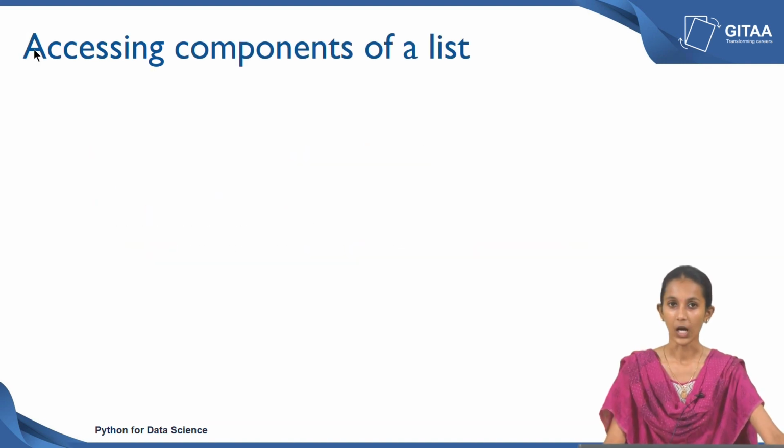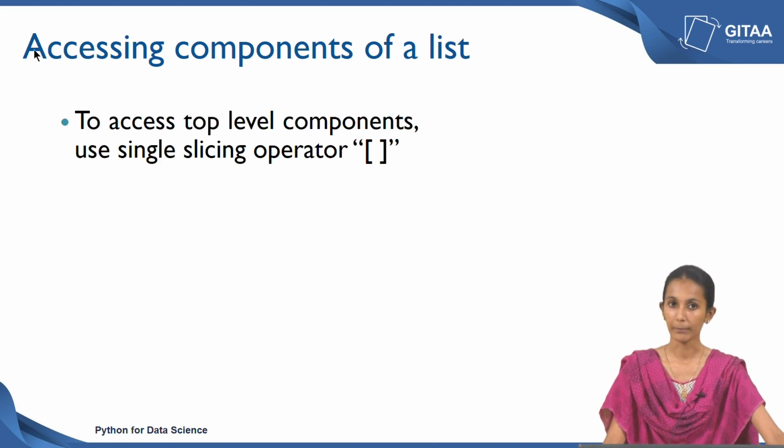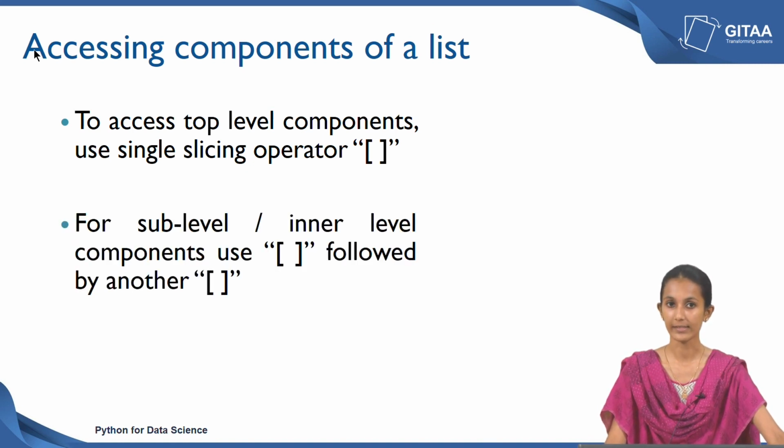Now, let us see how to access the components of the list. There are two kinds of components inside the list. One is the top level component and the other one is the sub level component. If you want to access the top level components in the list, we will use the single slicing operator, which is a square bracket.